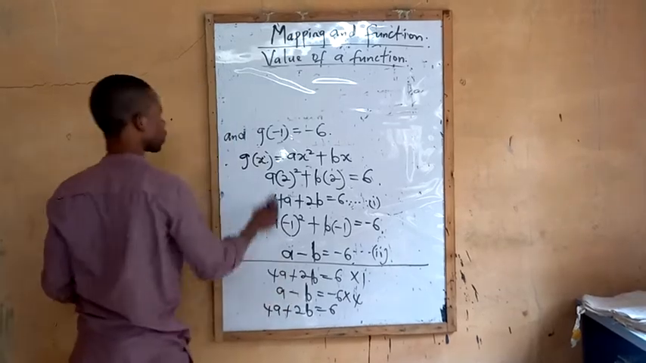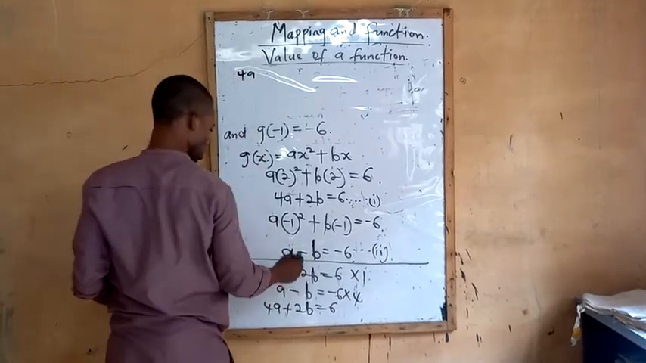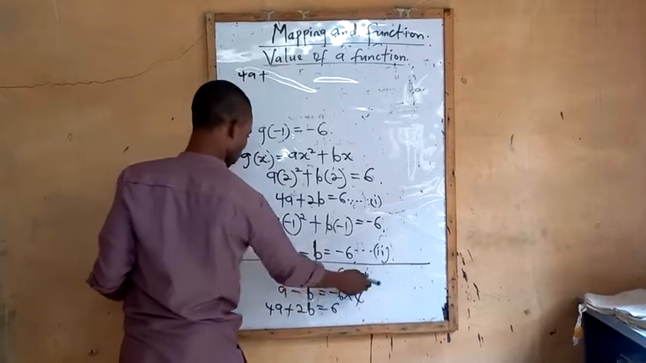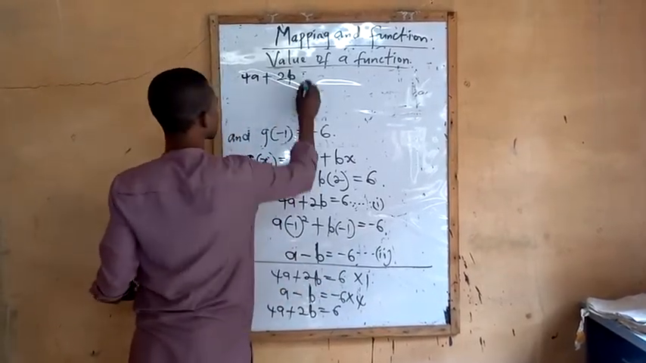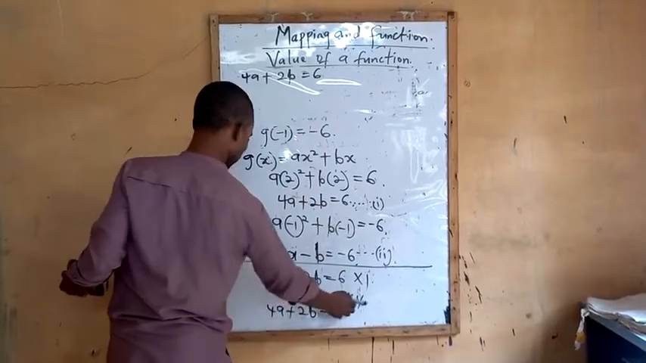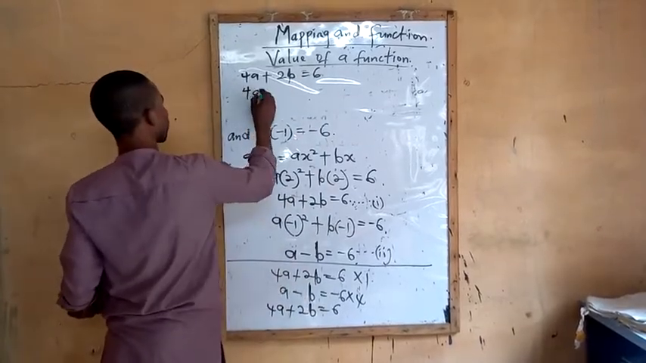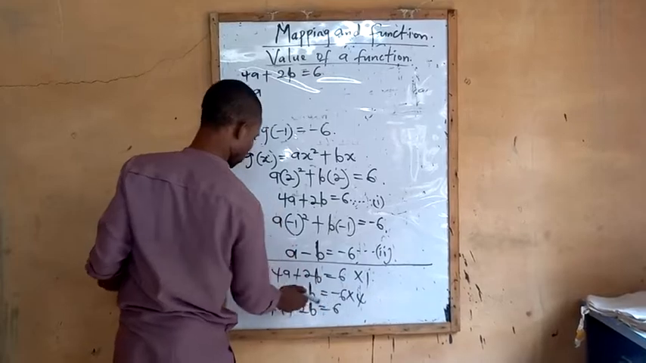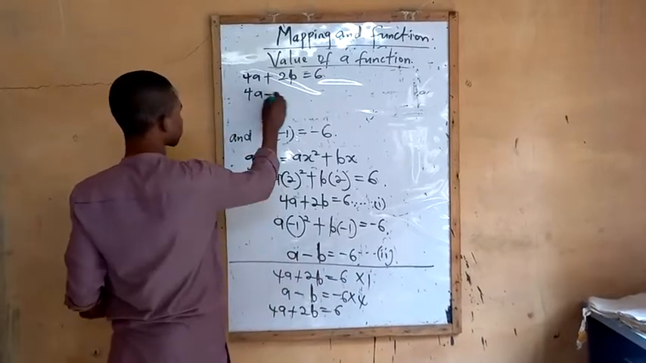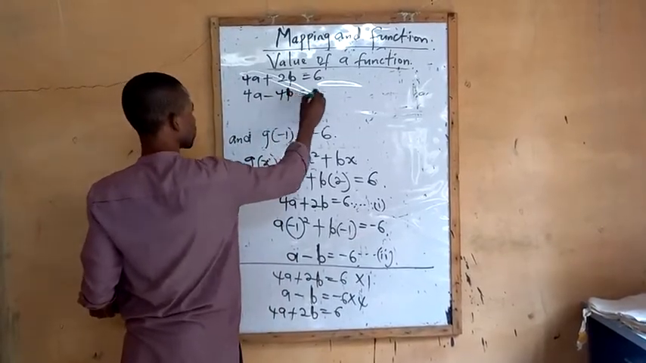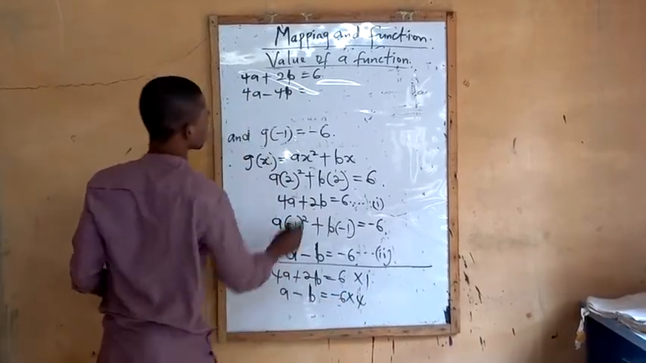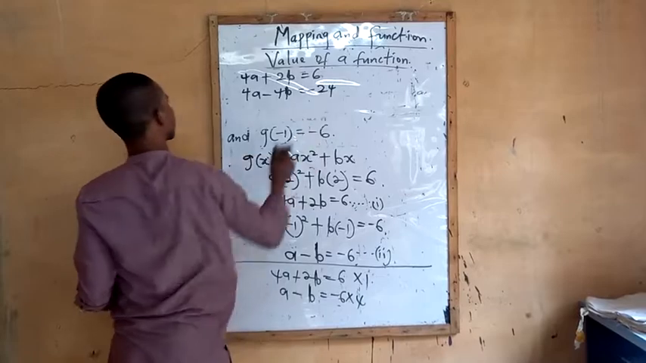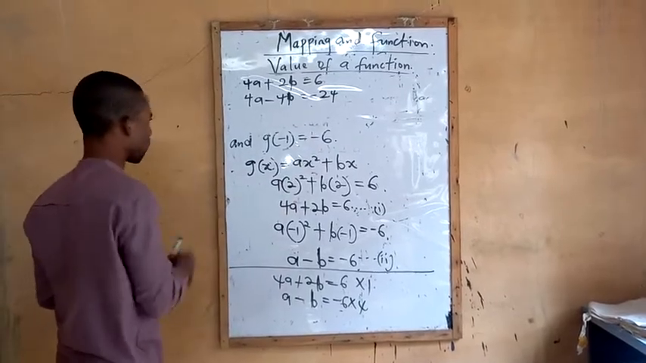So I'm going to have 1 times 4a, 4a, plus 1 times 2b, 2b, equals 1 times 6, 6. And 4 times a, 4a, 4 times minus b, minus 4b, equals 4 times minus 6, minus 24.